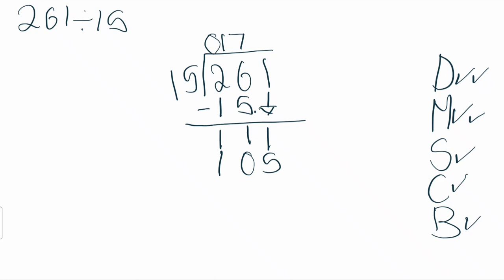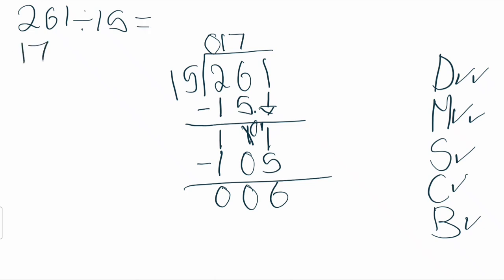Then you'll subtract the 105 from 111. 1 minus 5, you cannot. Write the 0, borrow the 1. Then you'll say 11 minus 5 is equal to 6. Then you'll say 0 minus 0 is equal to 0. Then you say 1 minus 1 is equal to 0. Then you're going to check if 15 goes into 6. No, it does not. And now your answer is equal to 17.